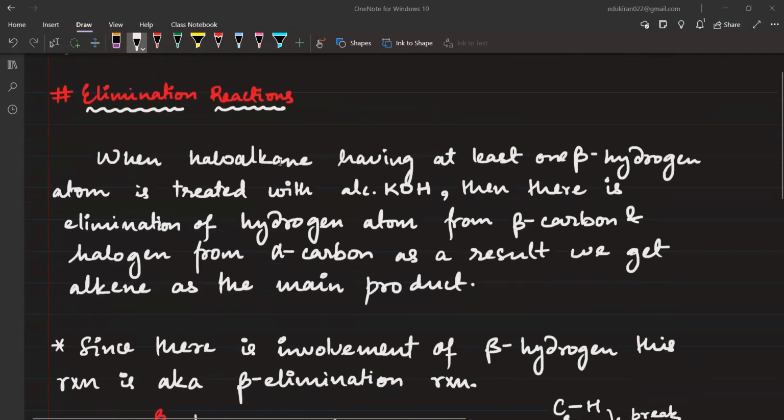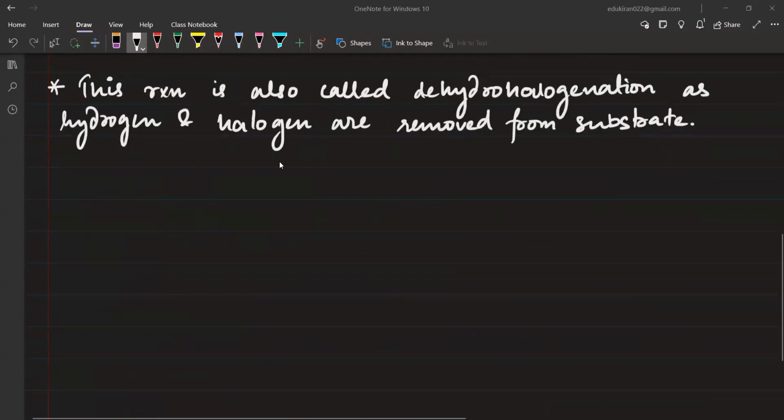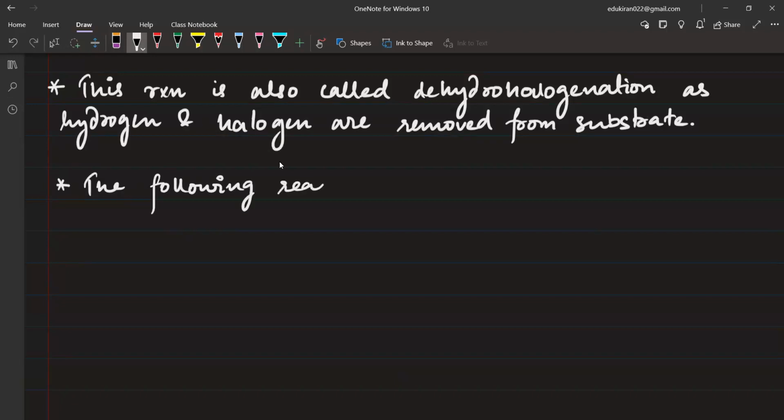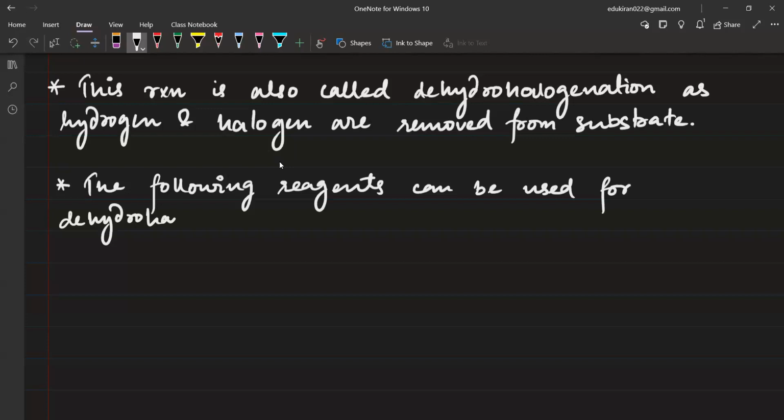Now we were dealing with elimination reaction. Okay. Write another point. The following reagents can be used for dehydrohalogenation.